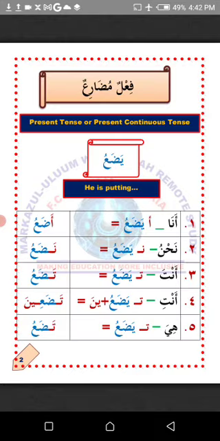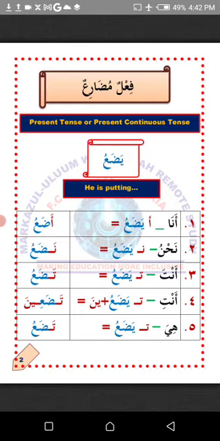فعل مضارع, present tense. فعل مضارع, present continuous tense. فعل مضارع is a form of verb in Arabic that we can use to talk about something happening at the moment or something that is done on a daily basis, like going to mosque, going to school, or going to work. As I am teaching now, the only form of verb in Arabic that I can use to talk about what I am doing now is called فعل مضارع.